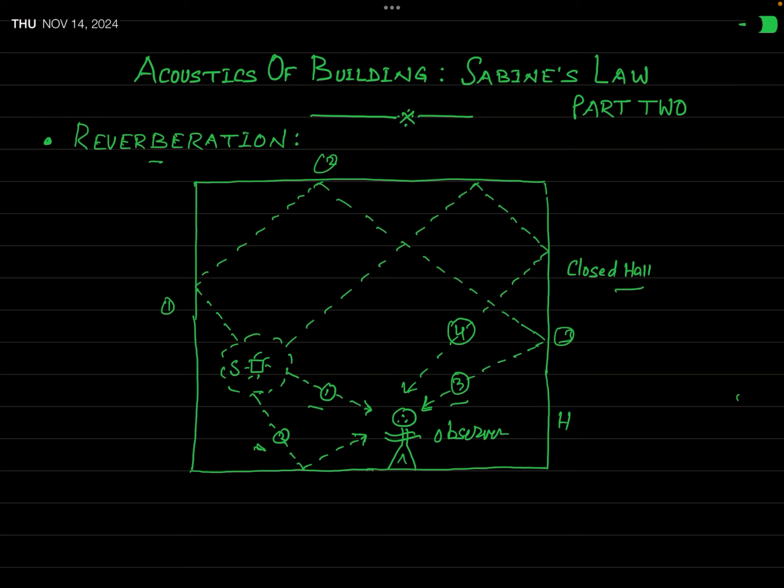And you have seen this in our first lecture. Here S is the source and this is the observer, and these dotted lines represent the sound wave emitted from this source, which after suffering multiple reflections from different walls, ceilings or floors, is received by the observer. After knowing about reverberation, you also learned the period of reverberation.